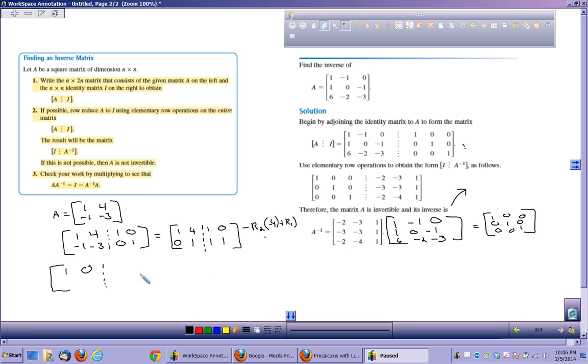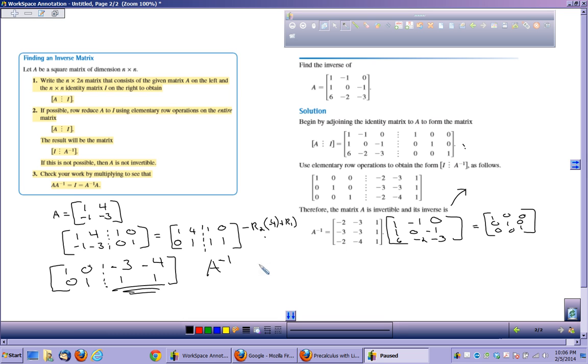But you also have to work on this part of the matrix over here. So I'm going to multiply this by -4, which gives me -4 plus 1, which makes -3. And this times -4 gives me -4 up here. And then I'm going to leave the bottom alone: 0, 1, 1, 1. Okay? And this part of that matrix right there should be A inverse.